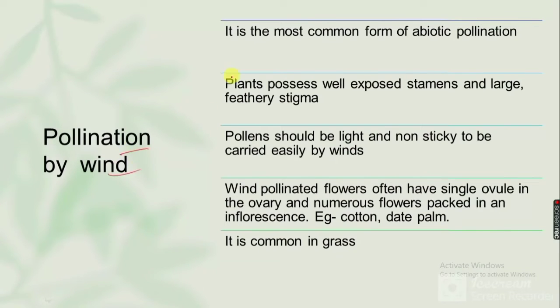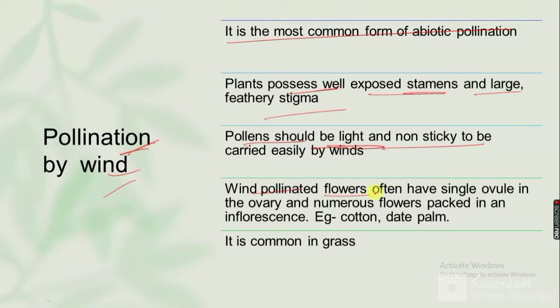Pollination by wind. It is the most common form of abiotic pollination. Plants possess well-exposed stamens and large feathery stigma, and pollen grains should be light and non-sticky, so that they can be easily carried away by winds. And if the pollen grains come in contact with stigma, they bring about fertilization. Otherwise, no pollination will occur. Pollens should be light and non-sticky in case of wind pollination.